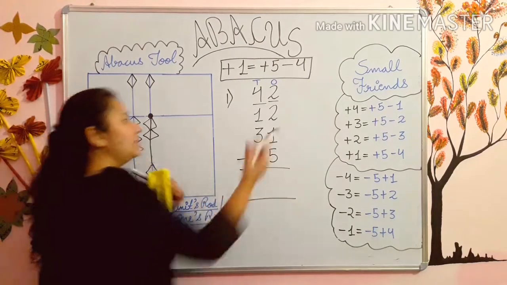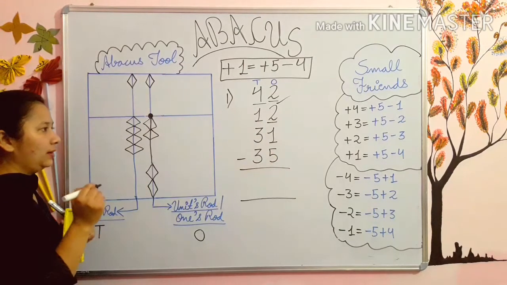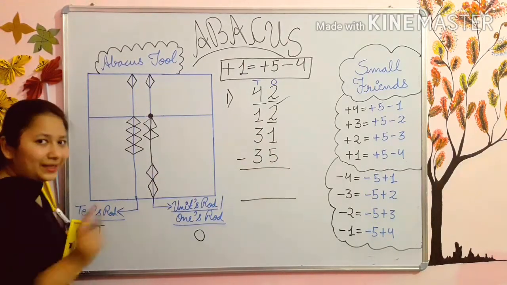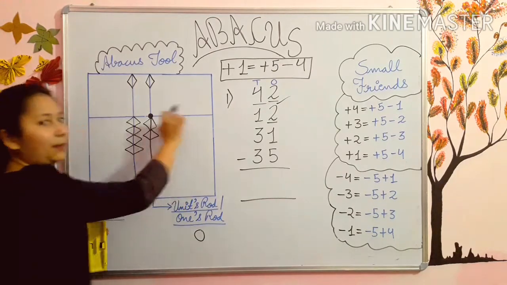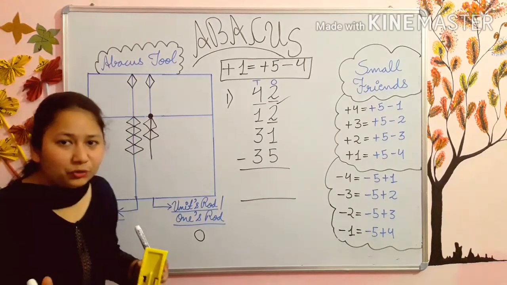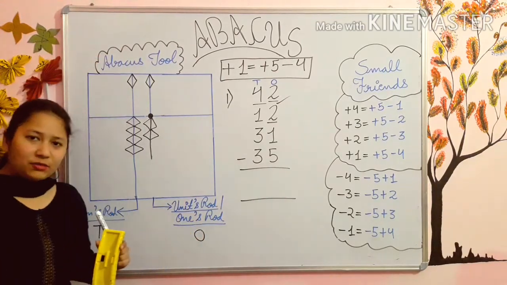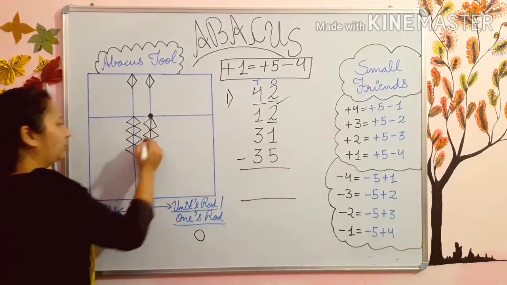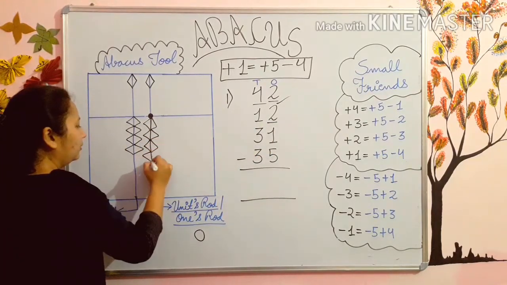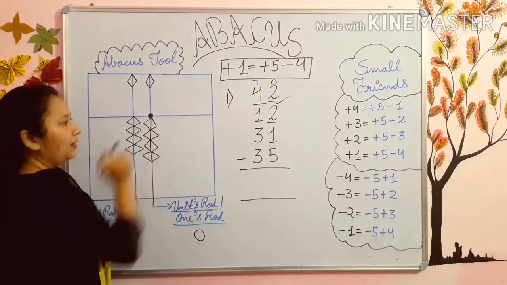Now next, this is completed. Now next you have to add 2. Now you can add 2. 2 beads are there. Very nice. So 2 beads up. For adding, what you have to do? For add, you have to put the beads up. For minus, you have to put the beads down. So here you have to add 2. 1, 2. I have put the 2 beads up.